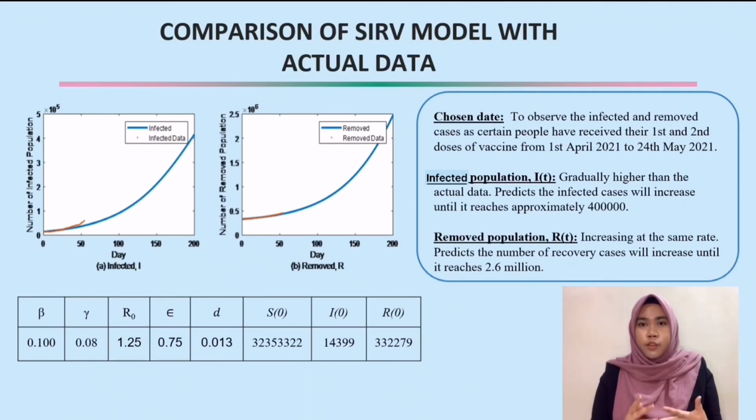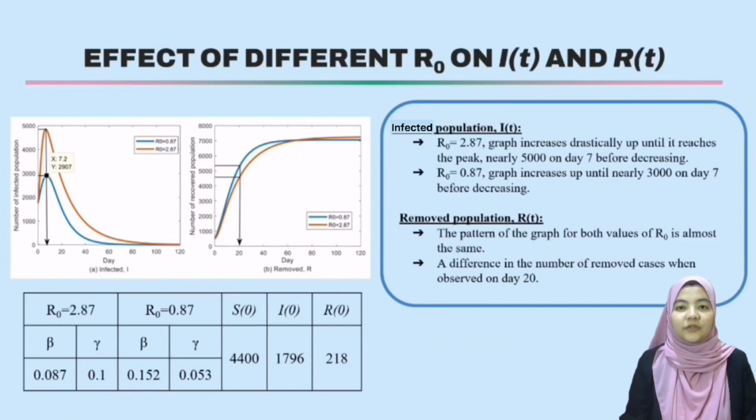The SIRV model predicts the number of removed cases will increase until it reaches the peak of 2.6 million, while infected cases will increase until they reach approximately 400,000 cases within the same value of R-naught. The values of R-naught used for this study are when R-naught equals 2.7 and when R-naught equals 0.87. The initial value for the population is the same for both values.